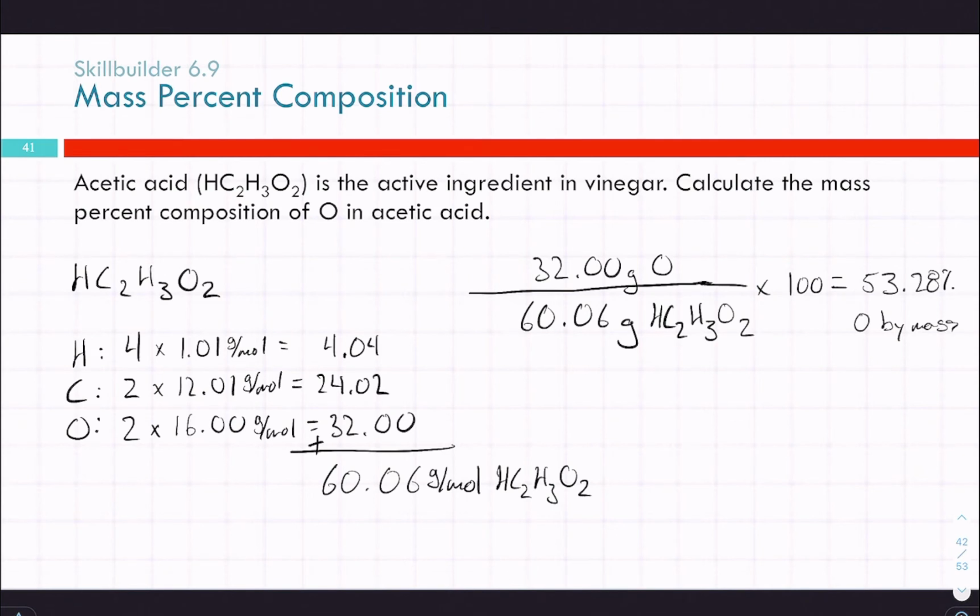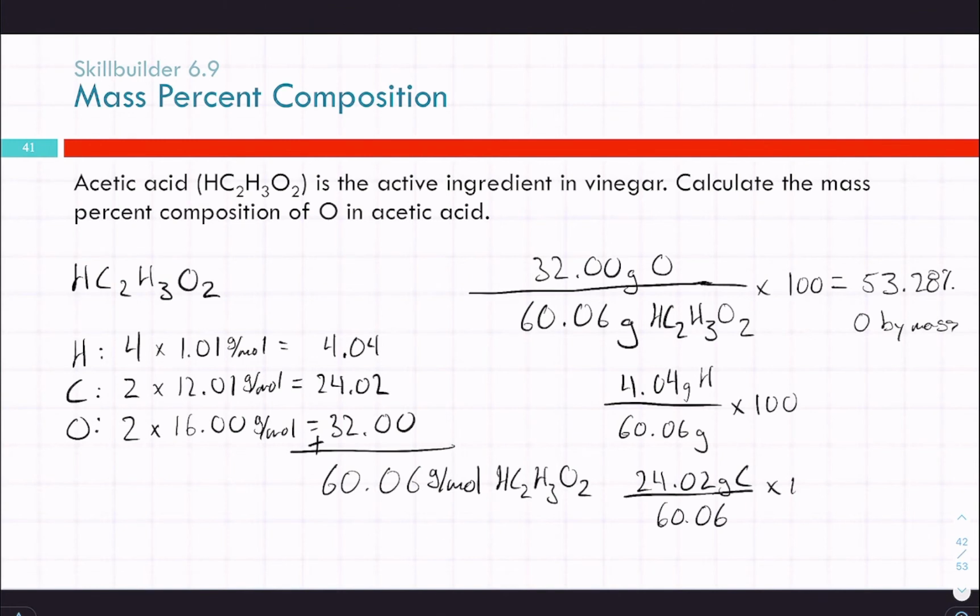We could now calculate the percent mass. Actually, let's do that really quickly. So if we calculate the percent mass of these other things, so how much hydrogen, this will be a good sort of check. And then how much carbon, so 24.02 divided by 60.06. If we get the percent mass of all of these, when you add those together, they should add up to 100, because that is all of the mass. So 4.04 divided by 60.06 times 100 is 6.727% hydrogen.